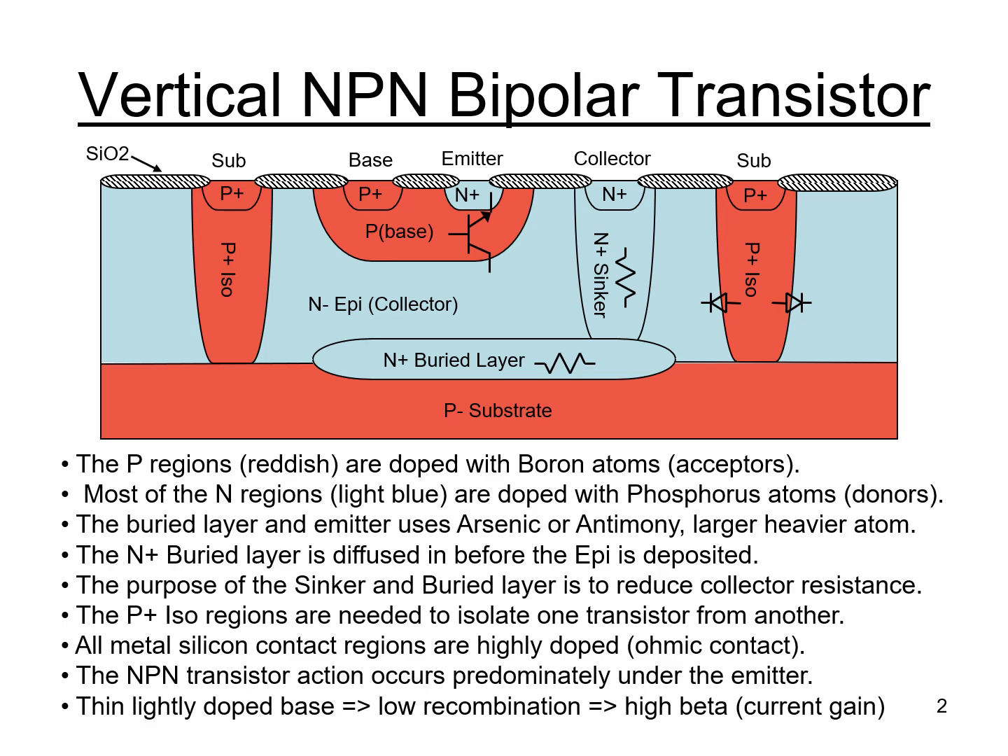First thing I want to talk about is the color coding. I've color-coded all the P regions with a reddish color, and all the N regions with a blue color. The P regions are doped with boron in general, and boron is an acceptor atom. And I'll talk more about acceptors and donors on the next slide. The N regions are mostly doped with phosphorus atoms, and phosphorus is a donor dopant.